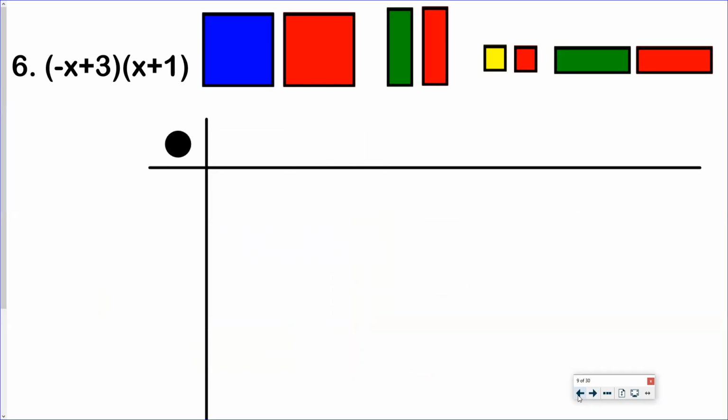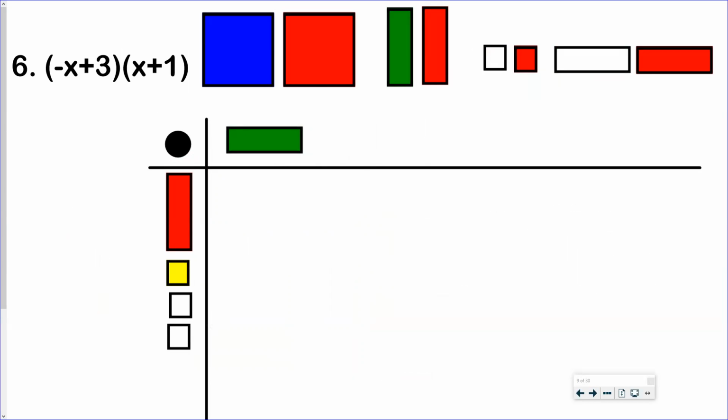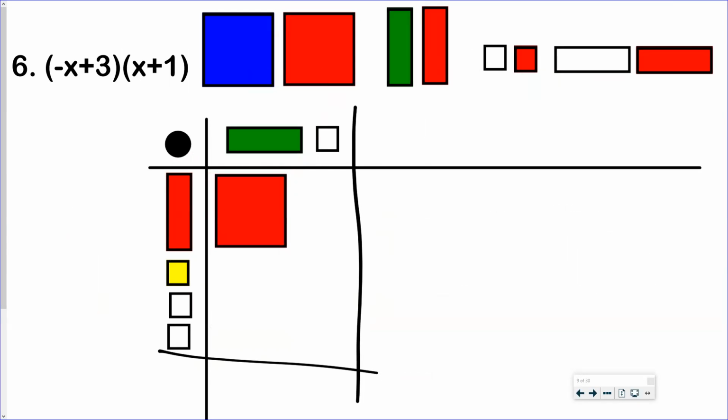All right, let's try one more. So negative x plus 1, 2, 3, and then positive x plus 1. Again, make your box and then fill it all in. Positive x times negative x, that's going to give me a negative x squared. Positive x times negative x is going to give me a negative x. Positive x times positive 1 is going to give me a positive x.